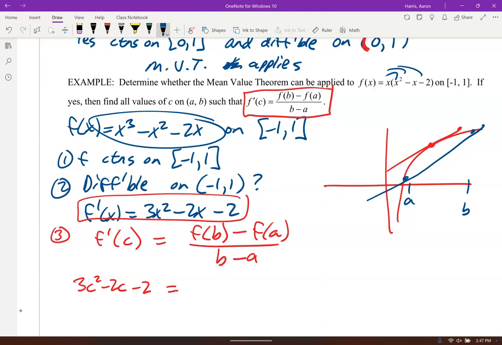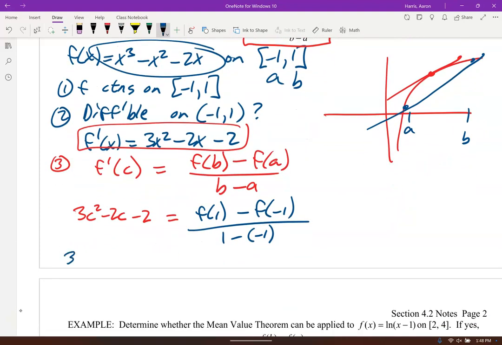So let's go ahead and plug in f of B. And A and B, these are my endpoints: -1 to 1 is my A and B. I'm going from -1 to 1. That's my A, that's my B. So f of 1 minus f of -1 all over 1 minus -1.